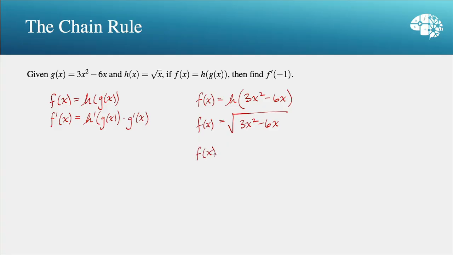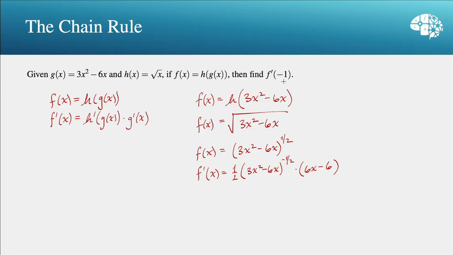So f of x, first I'll just rewrite this. The square root we'll write as a fractional exponent of 1/2. And then we can take the derivative. So f prime of x, we use our power rule first, so we bring the 1/2 down. We have 1/2 times 3x squared minus 6x to the negative 1/2. That's the derivative of the 1/2 power, and then times the derivative of 3x squared minus 6x, which is, bring the 2 down, you get 6x, and then minus the derivative of 6x, which is 6. So there's the derivative. There's f prime of x.